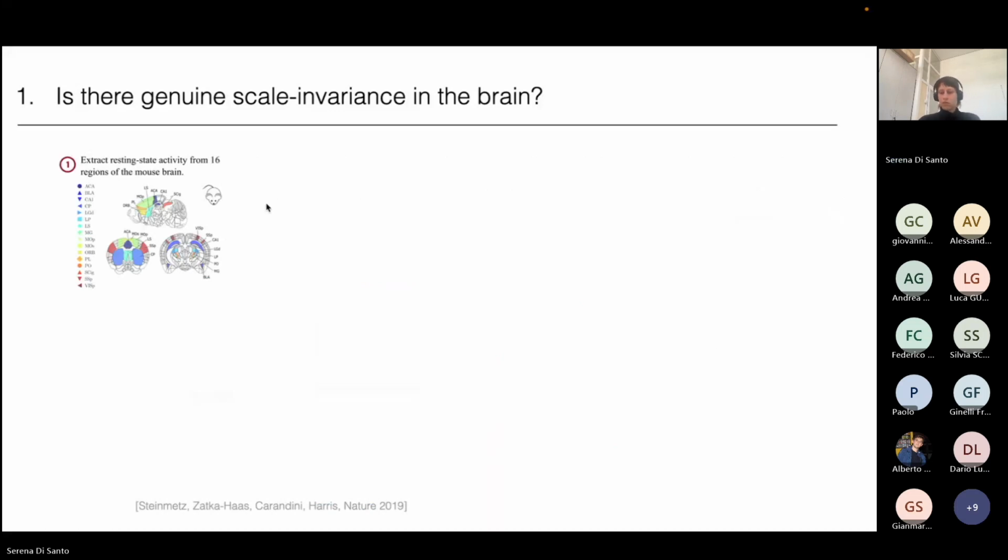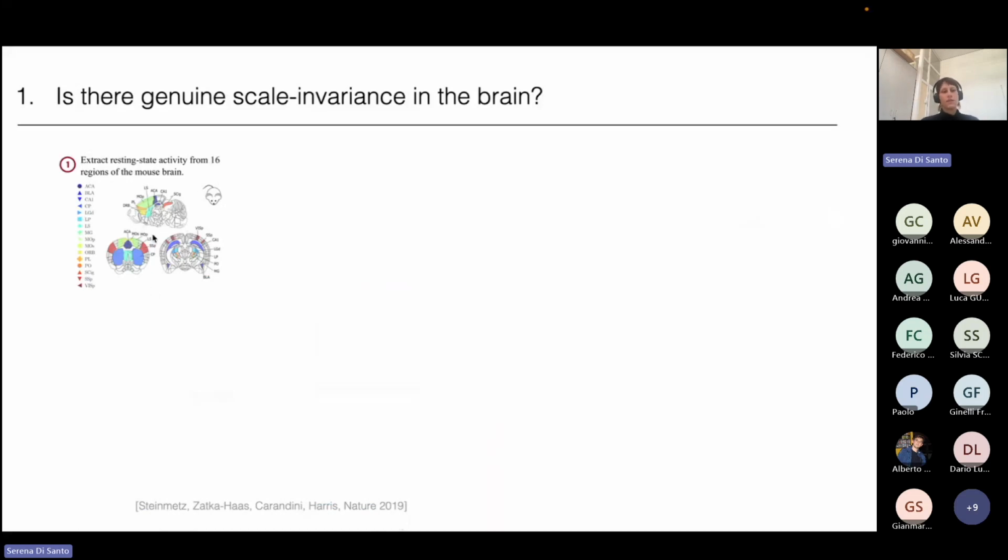And then they show that with this scheme, they can reproduce some sort of scaling invariance that I'm going to show now for this work that we did, taking this data set from Steinmetz et al. at the University College London.